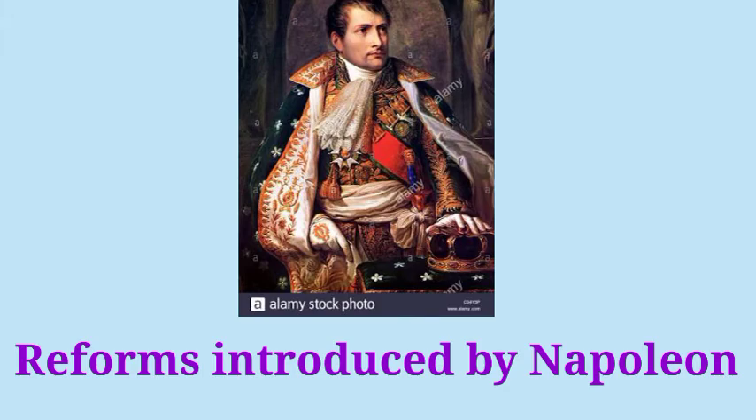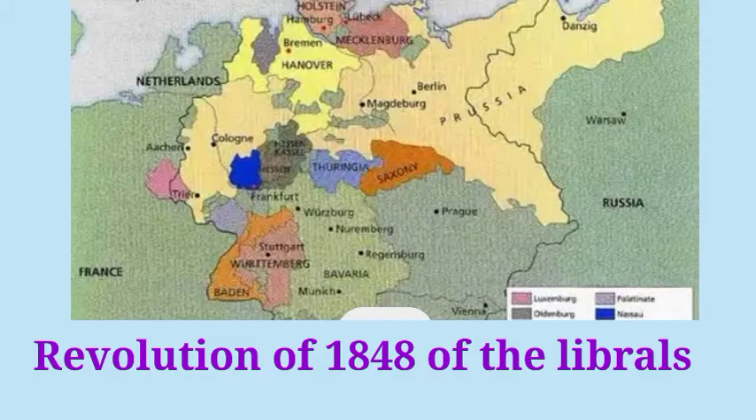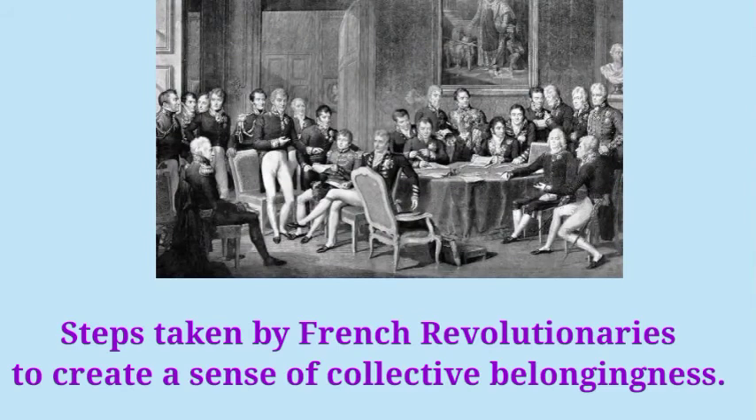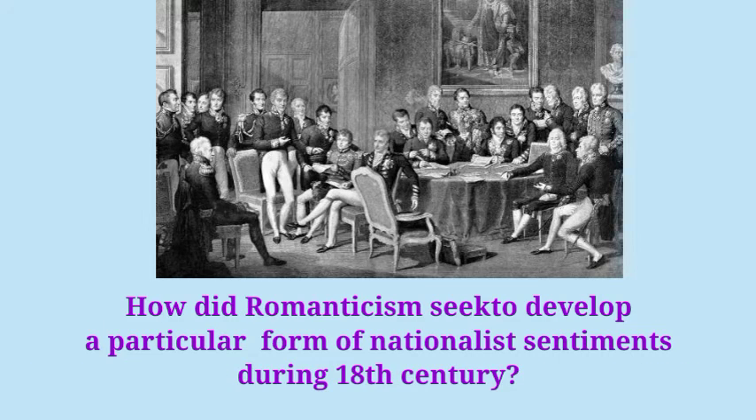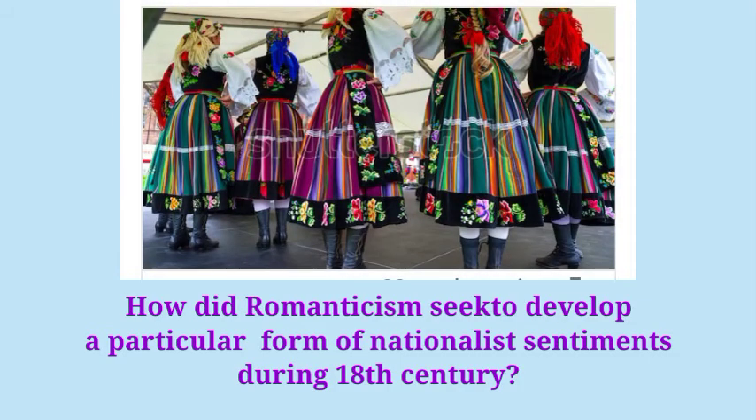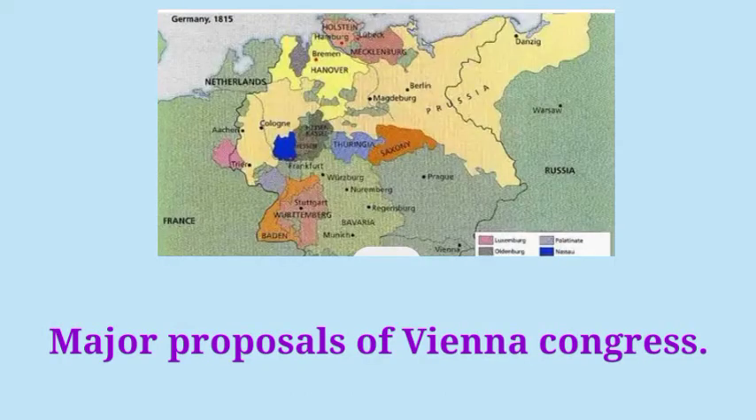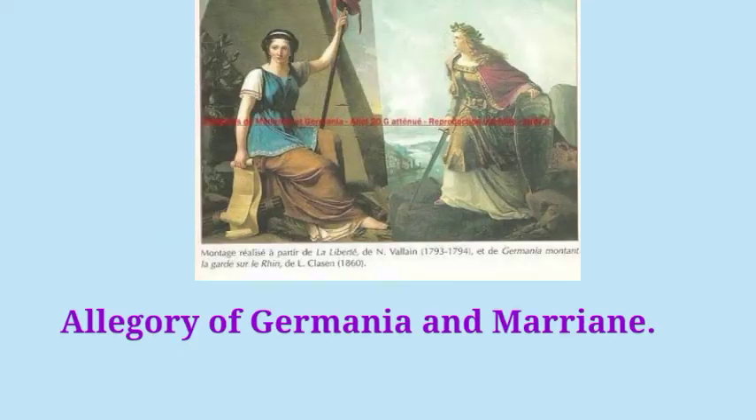Then you have to prepare the revolution of 1848 of the liberals. Then another important question is the steps taken up by the French revolutionaries to create a sense of collective identity among French people. Another important question is how did Romanticism seek to develop a particular form of nationalist sentiments during 18th century? Explain. Major proposals of Vienna Congress is also very important, and allegory of Germania is also very important.